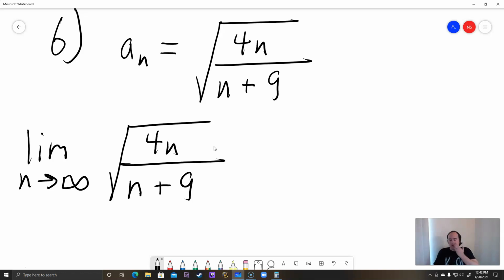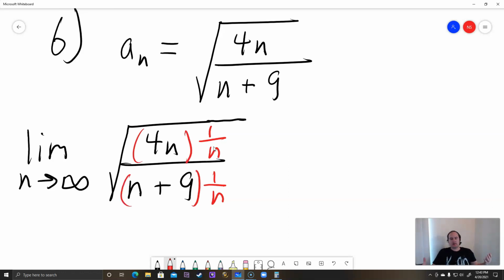Okay? And actually what you can do here is, even though it's inside of a square root, you can once again divide the top and the bottom by the highest power in the denominator. Okay, so here inside of the square root, we can see that the highest power in the denominator is n. So we're going to multiply the top and the bottom by 1 over n. And we're actually allowed to do that inside of the square root. So that's what I'm going to do there.